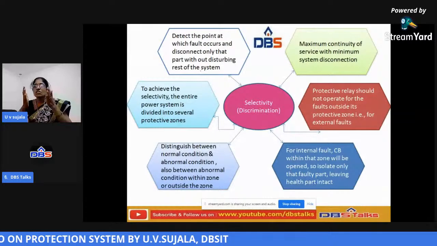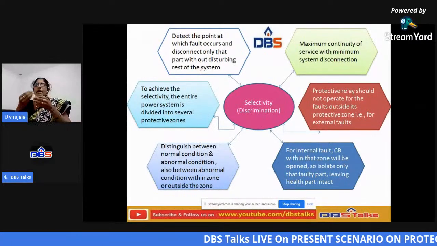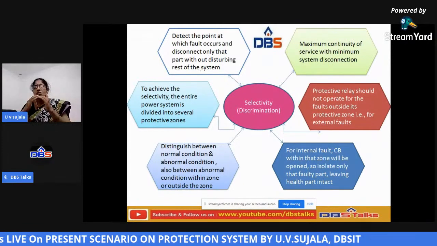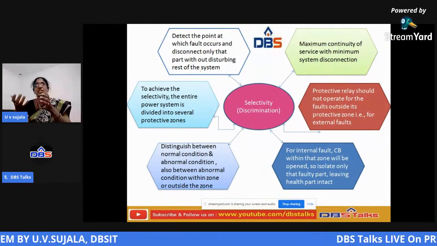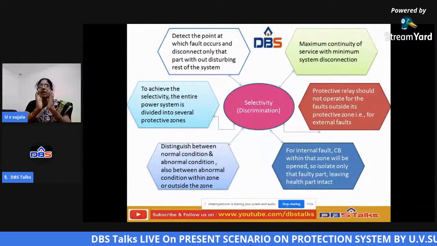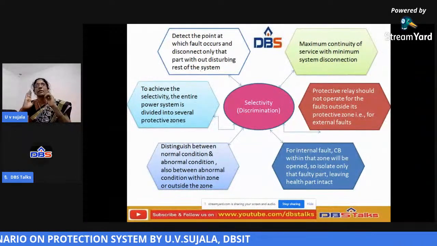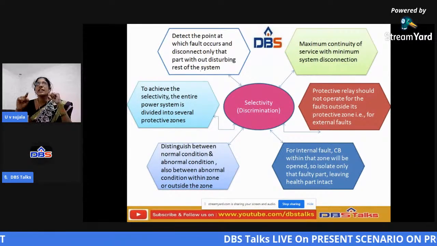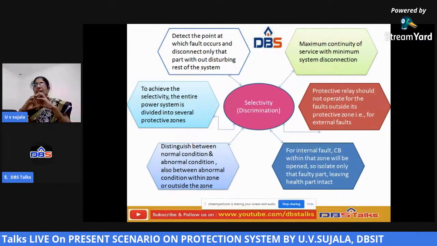Suppose the rating of that generator is, whatever it may be, some 5 volts, upon that 5 amps. Beyond that, the level will be changed. It means a disturbance, so you have to disconnect that part only. You select that part, and the remaining healthy part is left alone. That means when a fault occurs, only that part is disconnected without disturbing the rest of the system.